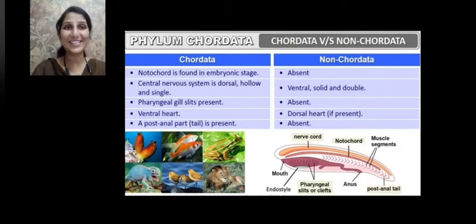Pharyngeal gill slits are present in the case of chordates, whereas they are absent in the case of non-chordates. We can see these are the pharyngeal gill slits, which are present in chordates. The heart is ventral in the case of chordates, whereas in non-chordates, if it is present, it is dorsal in position. And a post-anal tail is present in the case of chordates, whereas it is absent in the case of non-chordates. So these are the differences between chordates and non-chordates. It is with regard to the notochord, the central nervous system, the presence or absence of pharyngeal gill slits, the position of the heart, if it is present, and the presence of a post-anal tail.